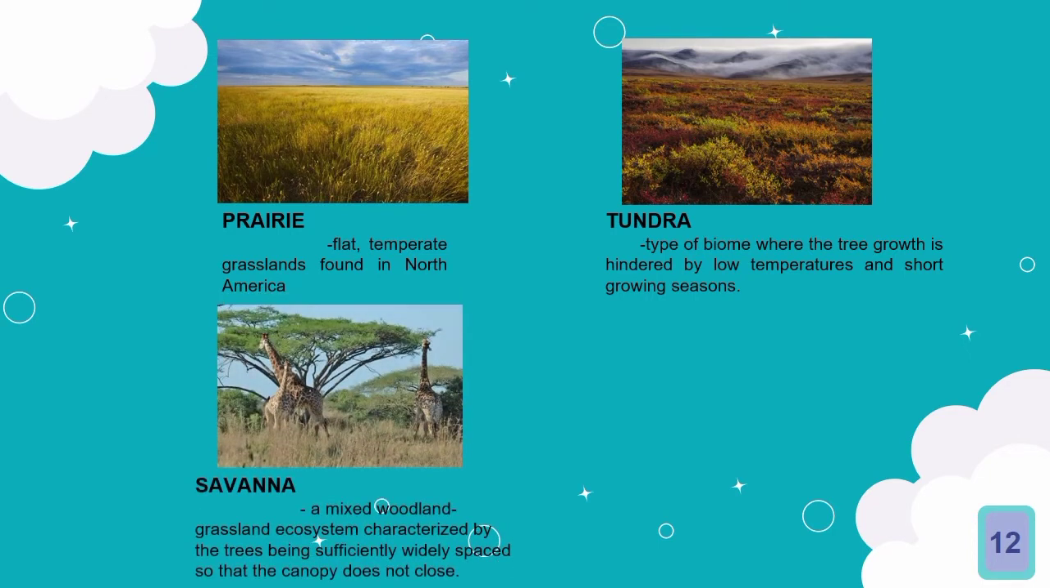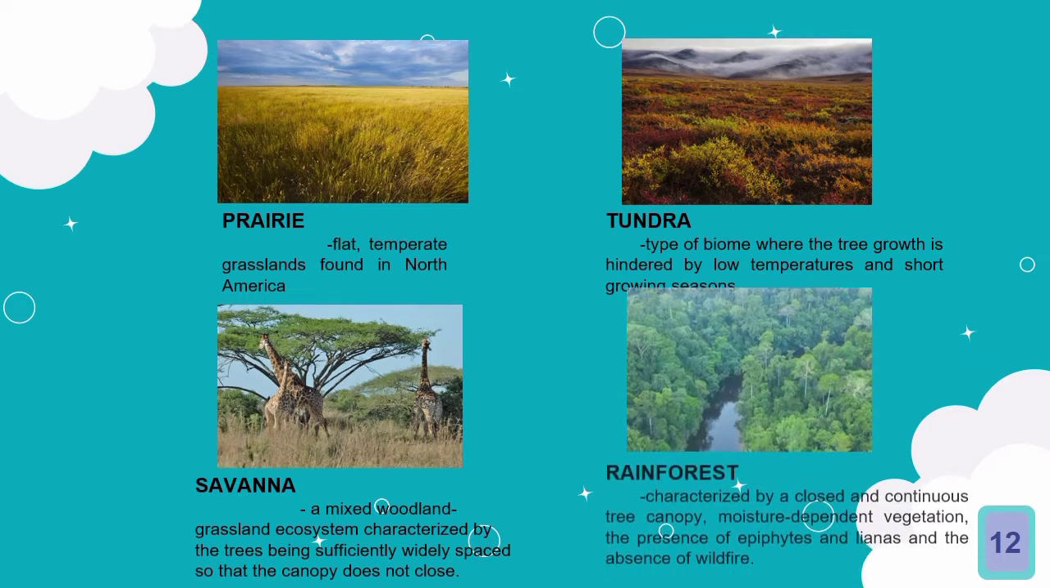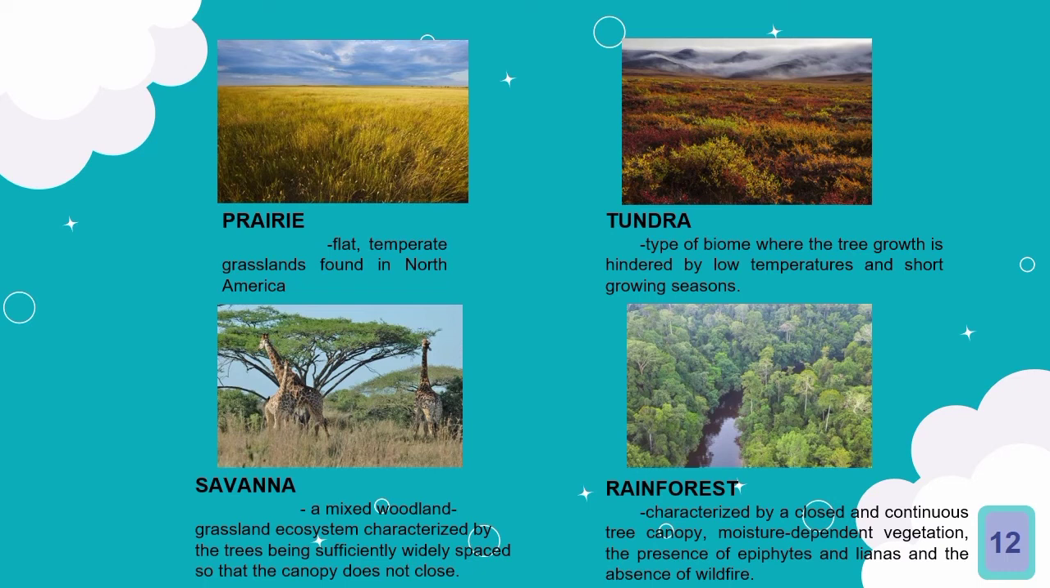Savanna is a mixed woodland-grassland ecosystem characterized by the trees being sufficiently widely spaced so that the canopy does not close. Then last is the rainforest, which is characterized by a closed and continuous tree canopy, moisture-dependent vegetation, the presence of epiphytes and lianas, and the absence of wildfire.